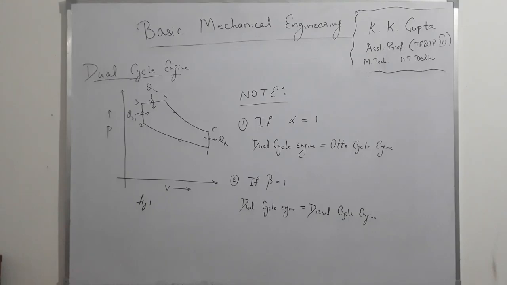Now write some important notes. First point is, if cutoff ratio is 1, that is alpha is 1, what will happen? Points 4 and 3 will coincide, and this dual cycle engine becomes Otto cycle engine. Second note is, if beta is 1, beta means pressure ratio. If pressure ratio is 1, it means points 2 and 3 will coincide, and the dual cycle engine will become diesel cycle engine.